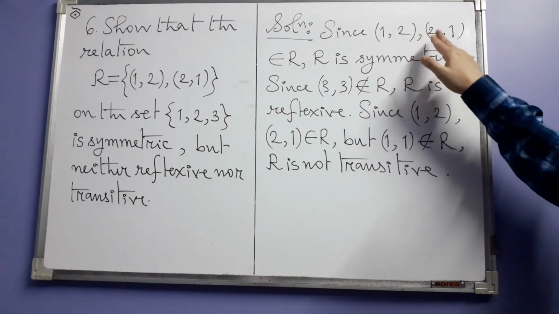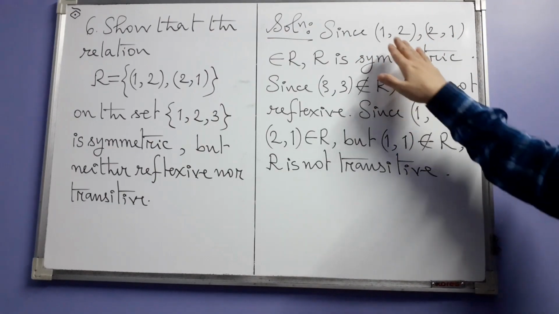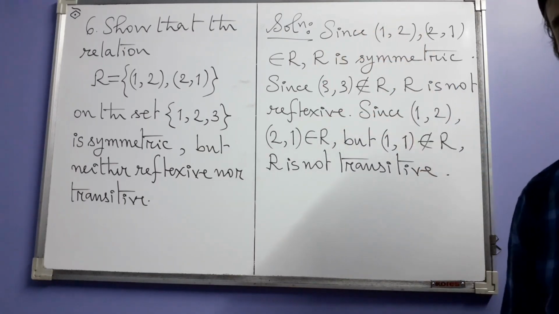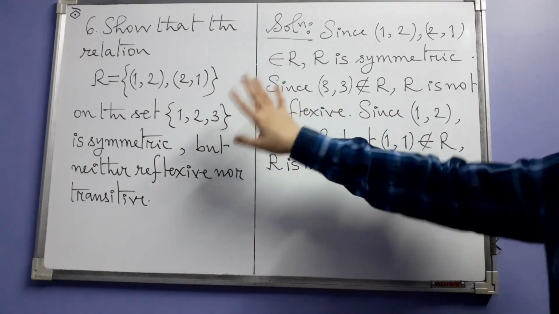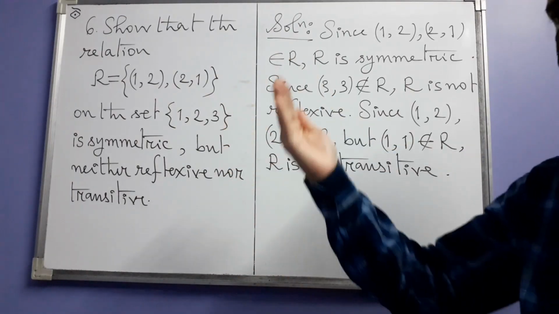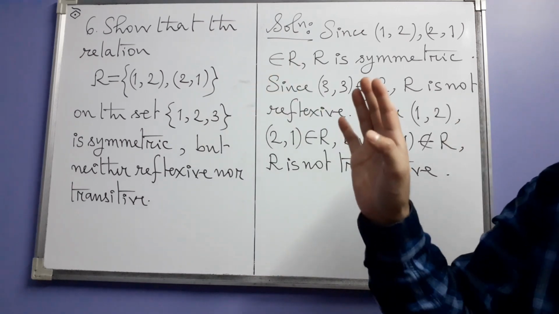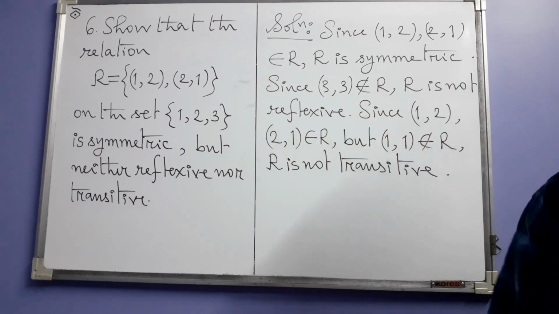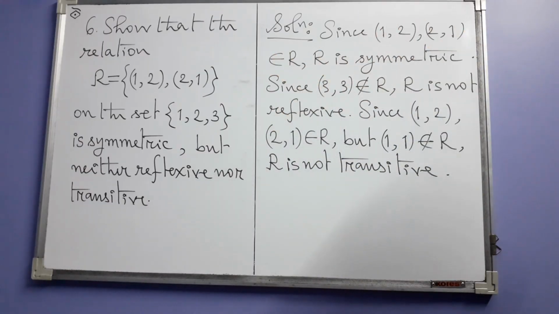Because we have both (1, 2) and (2, 1) in R, R is symmetric. Nothing else is there. So say if you had, it's not there in R, but if you had (1, 3) for example, but not (3, 1), then R would not have been symmetric. But such elements are not present. So that makes R symmetric.